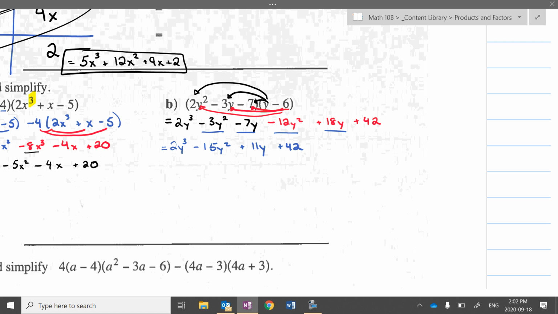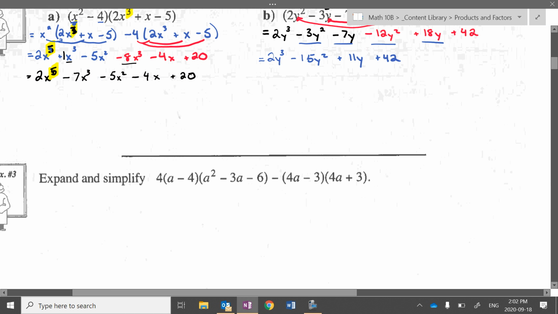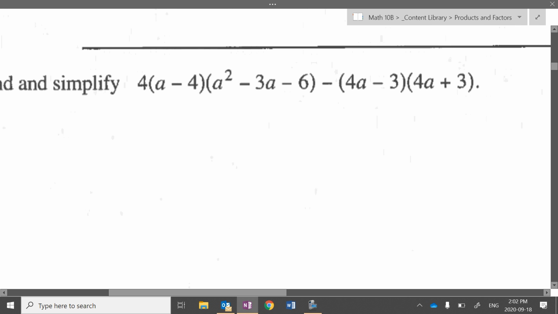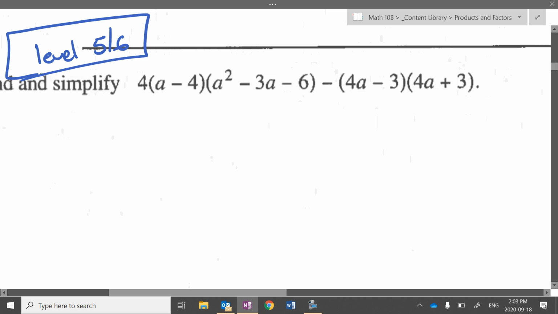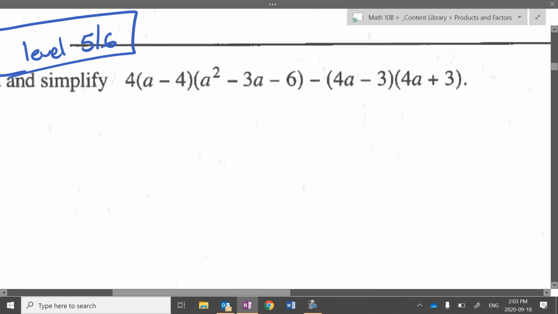Okay, this next question is an awesome level 5-6 question. Looks scary, right? There's a lot going on. There's a lot of steps here. There's a lot of pieces. There's a lot of room for little mistakes. Unfortunately, that's kind of the case. I'm going to show you how I would go through this. Again, there's a few ways you can go through it.